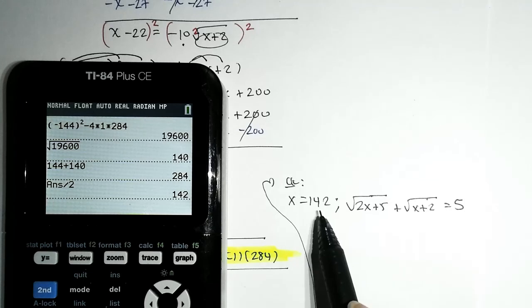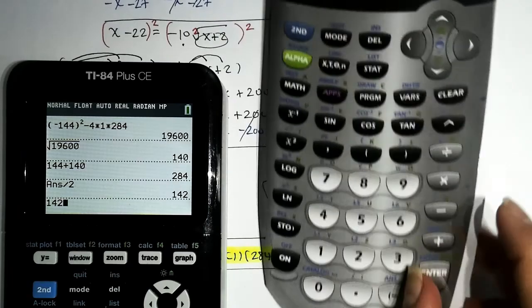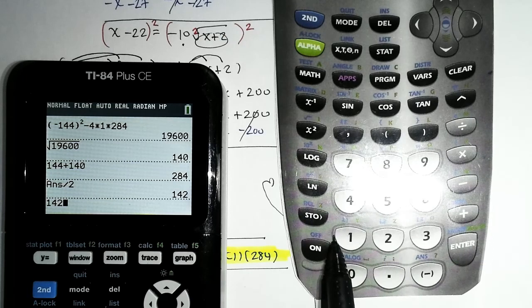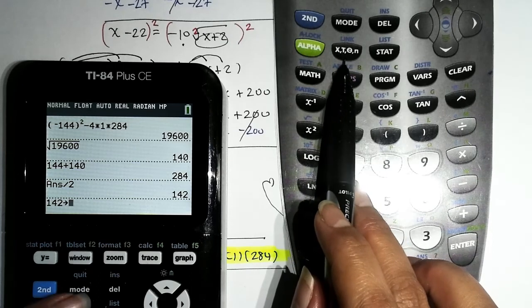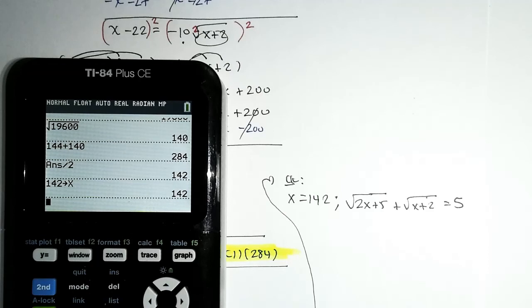So let's go ahead and store it for x. So we're going to put 142 and then we store it. So again, where is that button? The store button is to the left of the digit 1. So we hit store, and then the arrow should pop up, and then you store it however you want to store it. So we're going to store it as x, and then we're going to hit enter. So there, the calculator has stored it.